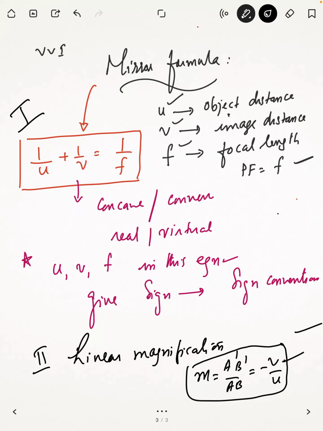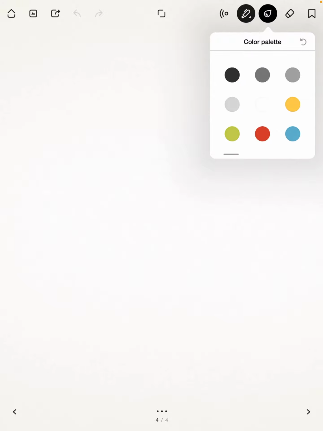Here you have u is there. What about u? And what about v? What about f? We have to give the signs for all the three letters. U, we have to give the sign. V, we have to give the sign. F, we have to give the sign. So what are the sign conventions for u, v and f? We will see. Concave mirror I am taking. If we are using concave mirror, first one, concave mirror. This is your concave mirror.